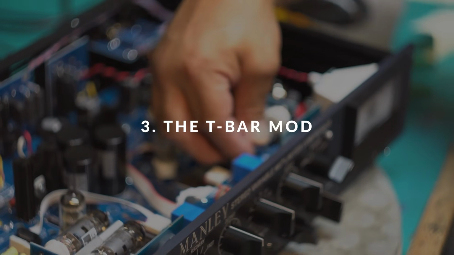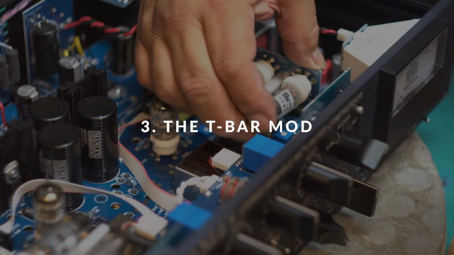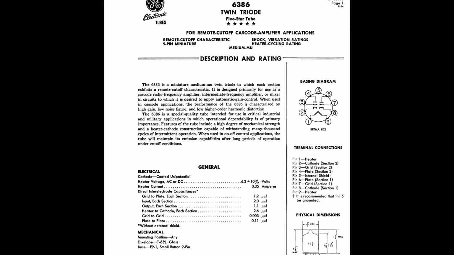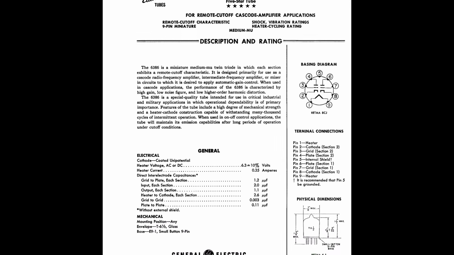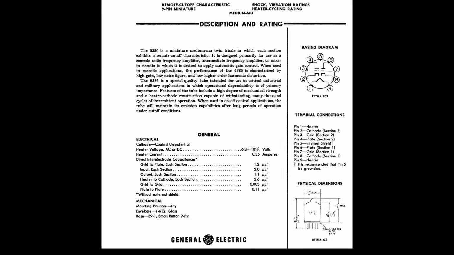The TBar Mod. Back in the 1990s, we had tons of 6386 dual triodes. And those are the exact same tube that's used in the old Fairchilds. And of course, everyone loves that tube. It's a true variable mu tube. That means it has a variable pitch grid spacing. It's a real variable mu tube. So we initially were using those until they all ran out. And as you know, they're very hard to get these days. So we replaced that tube with another tube.